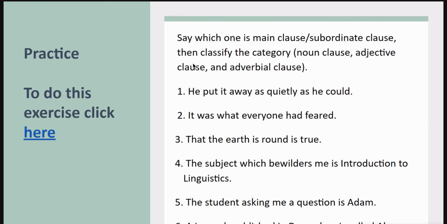Number 5. The student is Adam. The student is Adam asking me a question. Betul, asking me a question is an adjective clause. What is it derived from? Who asked me. Good. Why suddenly it changed into asking? That is, we eliminate who, then ask becomes asking. Ya, good. Kalau dalam grammar namanya reduced adjective clause.